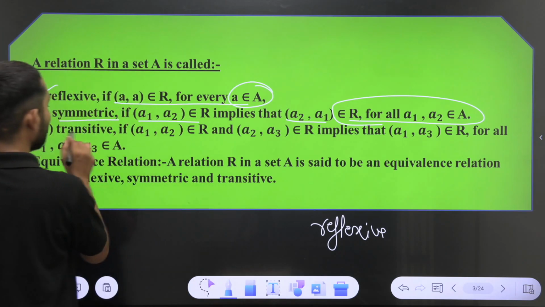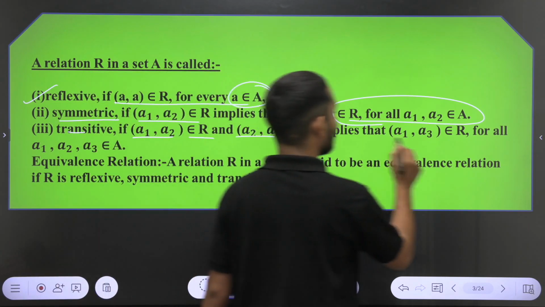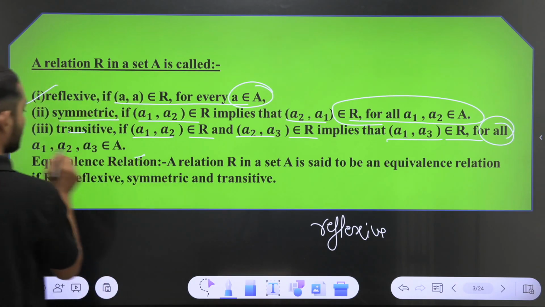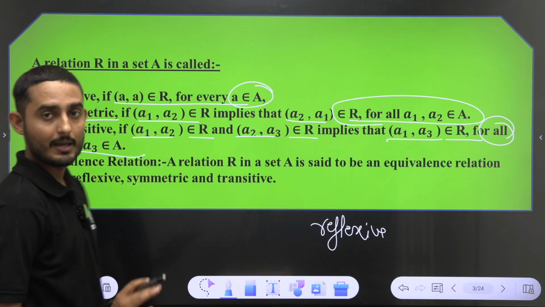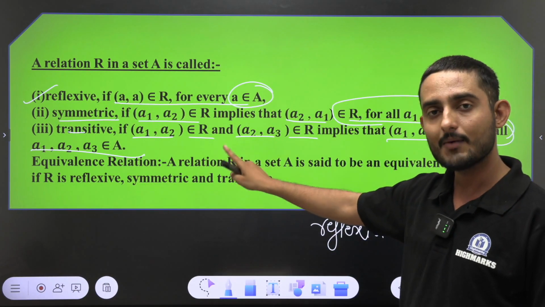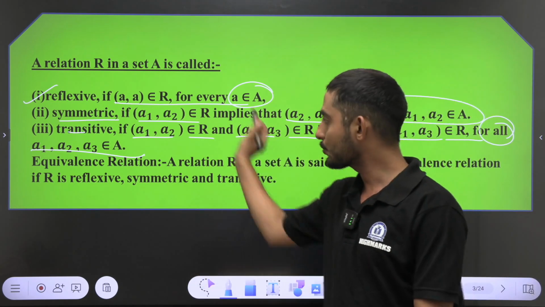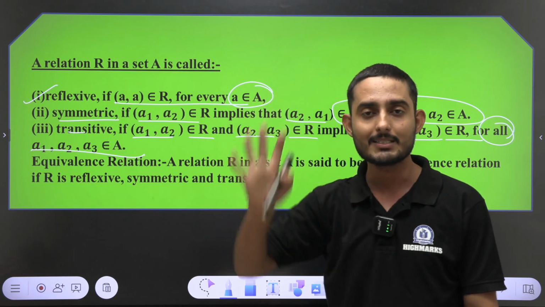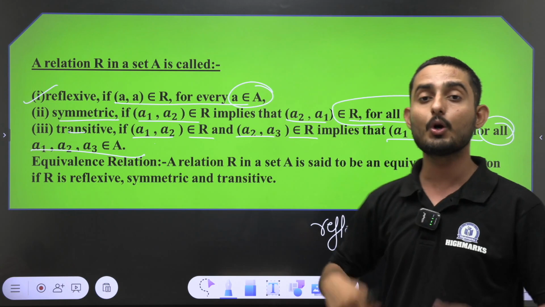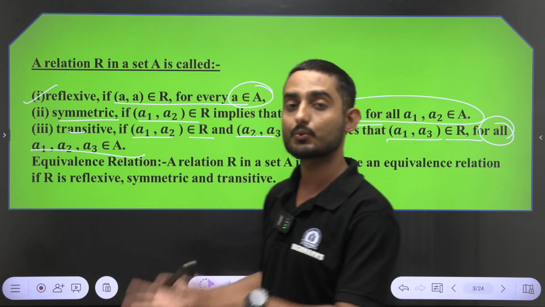Transitive relation means if (a1, a2) belongs to R and (a2, a3) belongs to R, then (a1, a3) belongs to R, where all elements a1, a2, a3 belong to A. That means suppose there is a relation (a1, a2) belongs to R, (a2, a3) belongs to R. If these two conditions are given, then by the transitive relation condition, (a1, a3) also belongs to R. Have you got my point? What am I trying to say?